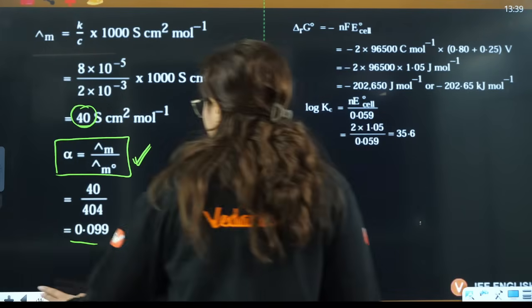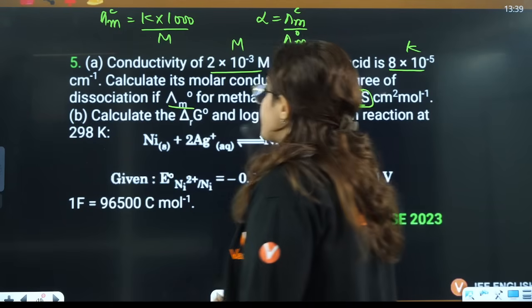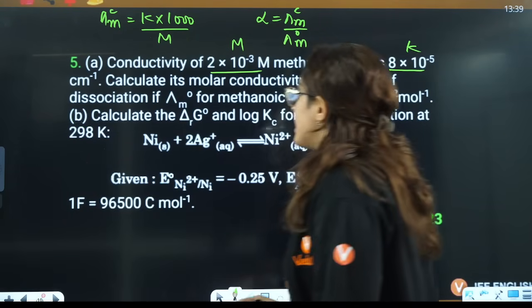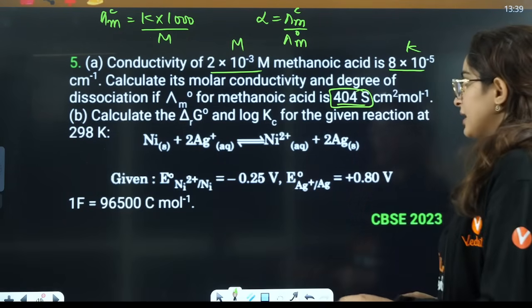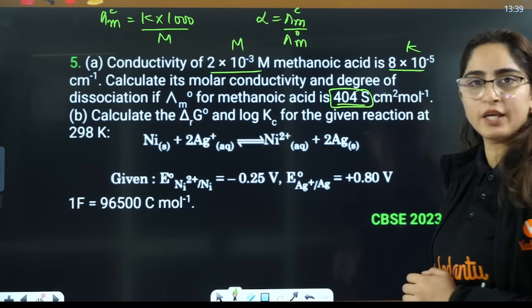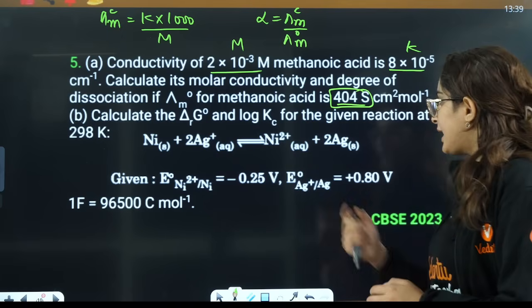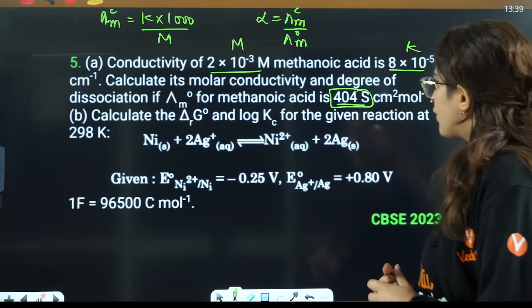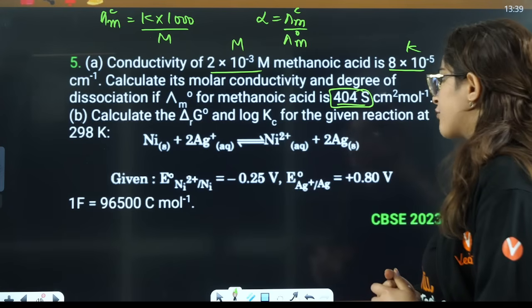Now let's see the next question, part B, which says calculate delta G and log Kc for the given equation. E naught is given; delta G and log Kc you have to calculate.